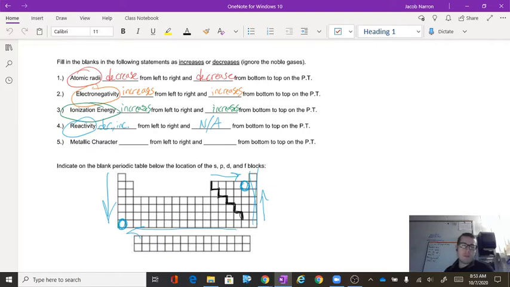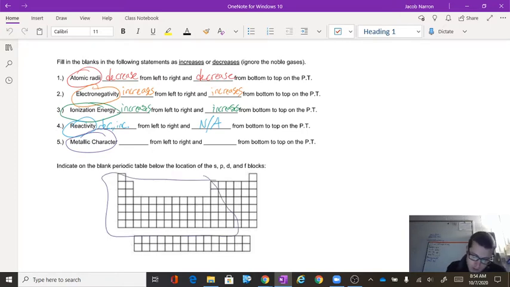If you're going from bottom to top on the left side of the periodic table, you would say it decreases. On the right side of the periodic table, you would say it increases. That's why I'm just going to say NA and move on. Next one, number 5, metallic character. Okay, metallic character. Your metals, in case you've forgotten, are all on this side of the periodic table over here, and your nonmetals are all on this side of the periodic table over here. So you got your nonmetals, you got your metals.